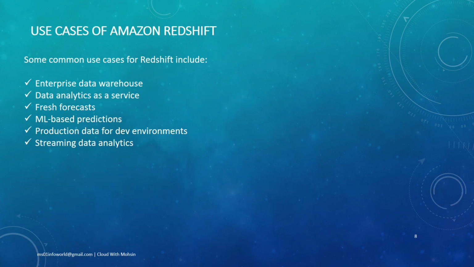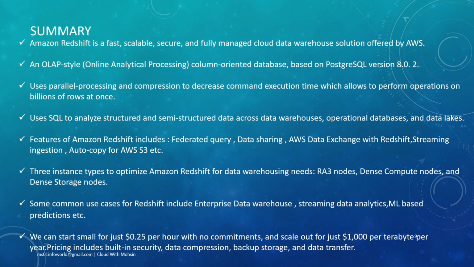Now let's see what are the different use cases. To talk about some of the common use cases where Amazon Redshift is mainly used: first of all, as its name suggests and as we already covered, it's an enterprise data warehouse. We can use it as data analytics as a service for forecasting, machine learning based predictions, production data for dev environment, and streaming data analytics. So these are some of the use cases where Amazon Redshift is used vastly.